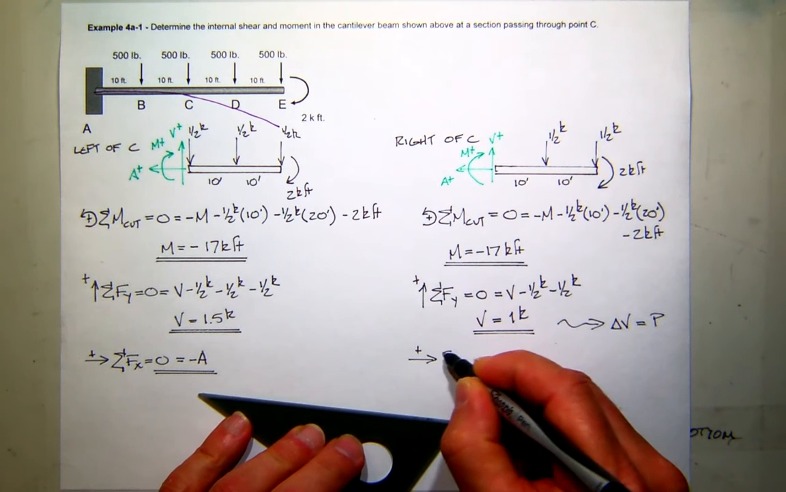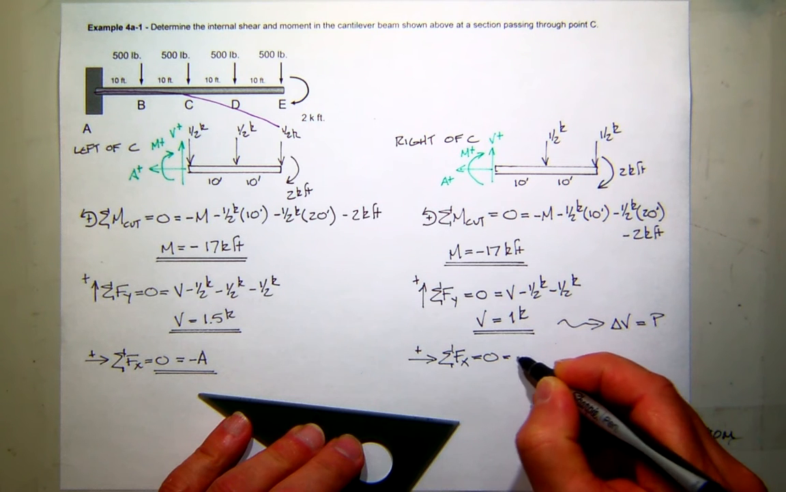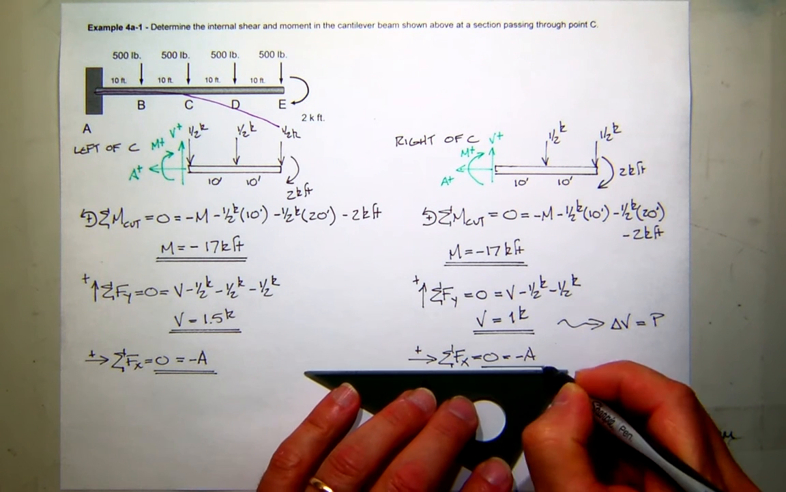Some forces in the x direction. Make sure it's in equilibrium, and all I have is minus a. So again, there's no axial force.